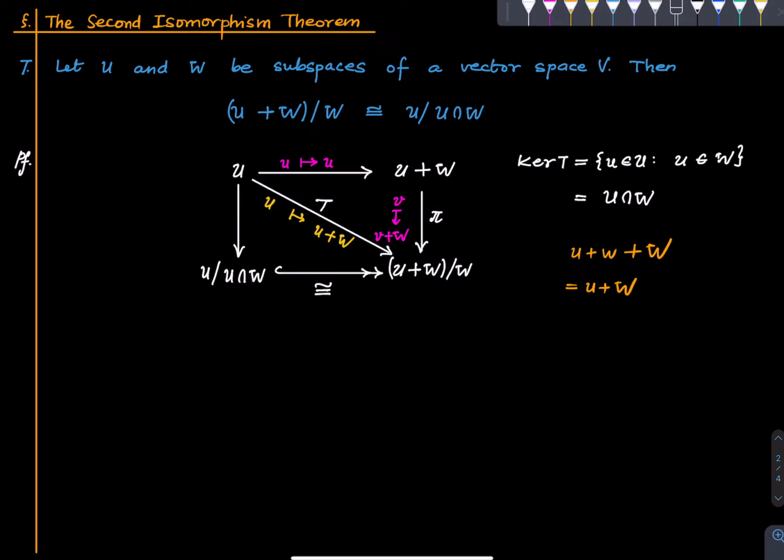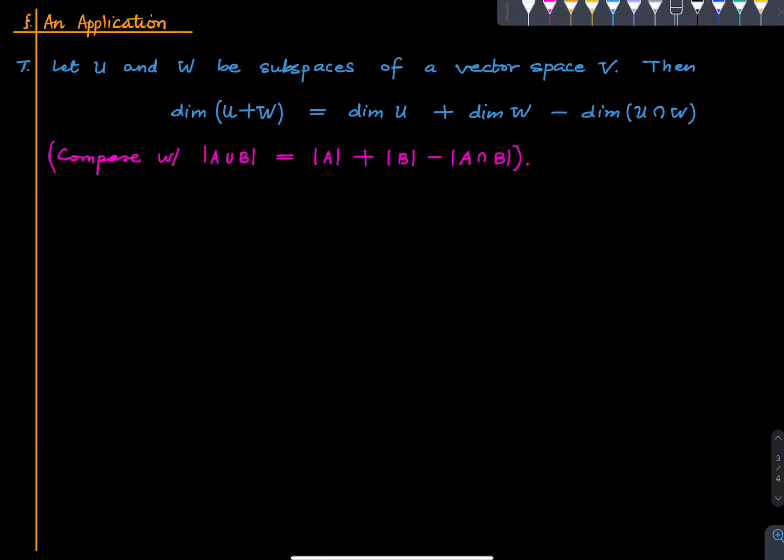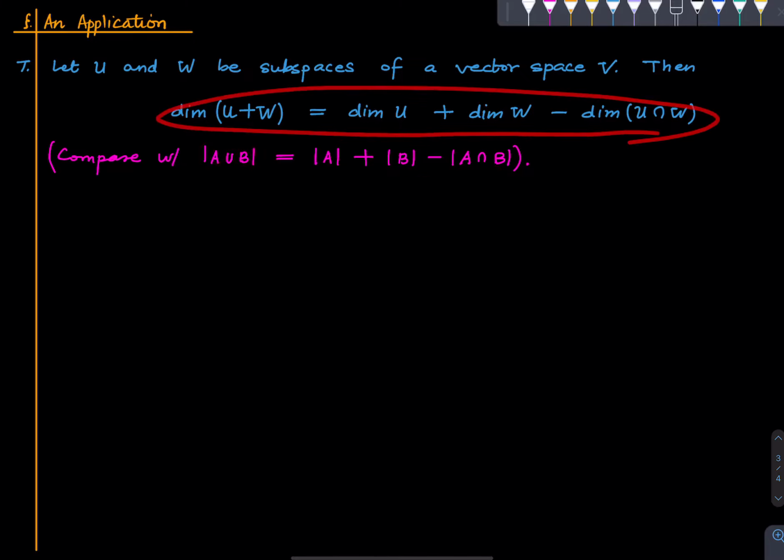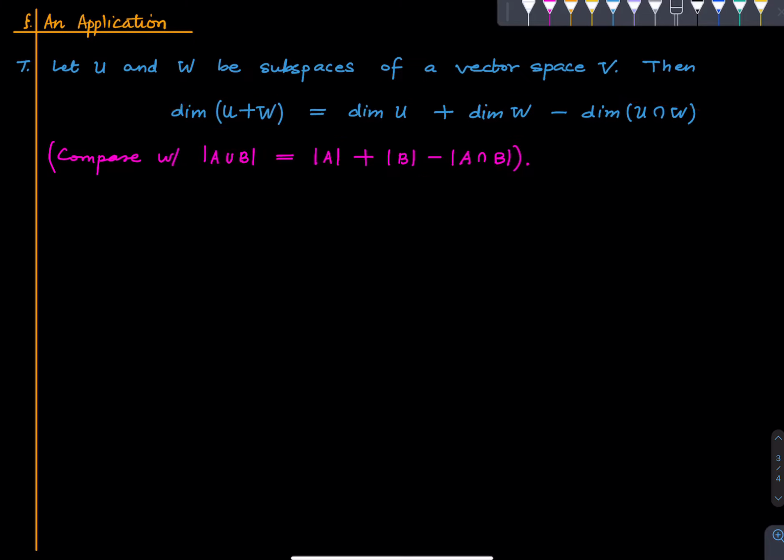Okay, so this has an immediate, very important corollary. Suppose U and W are again subspaces of a vector space V, then we have an equation about their dimensions. The dimension of the sum is dimension U plus dimension W minus the dimension of the intersection. And this is very analogous to the set theoretic equation, where if you have A and B finite sets, then the cardinality of the union is given in this fashion, and that's very similar to what we have up there. The proof of this is immediate from the previous proposition.